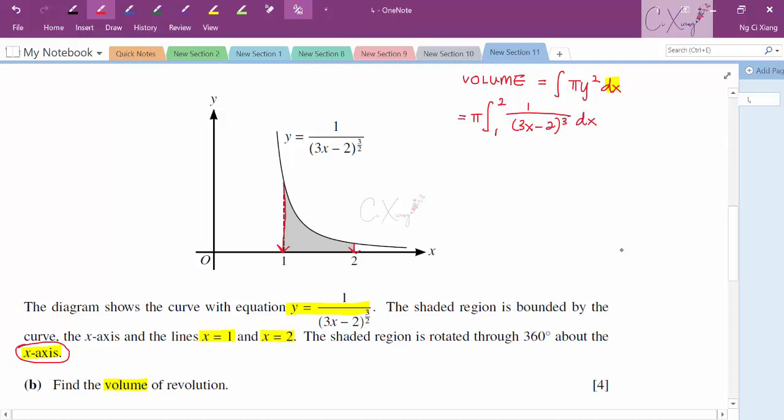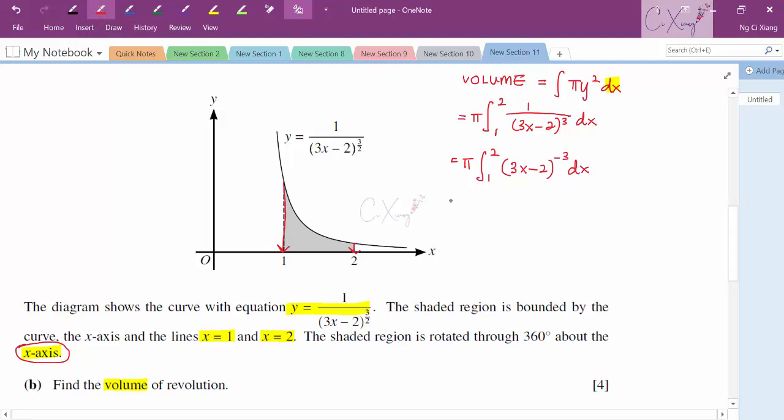Next, before the integration, it will be great if I make it a negative power, having 3x minus 2 power negative 3 for the whole bracket.